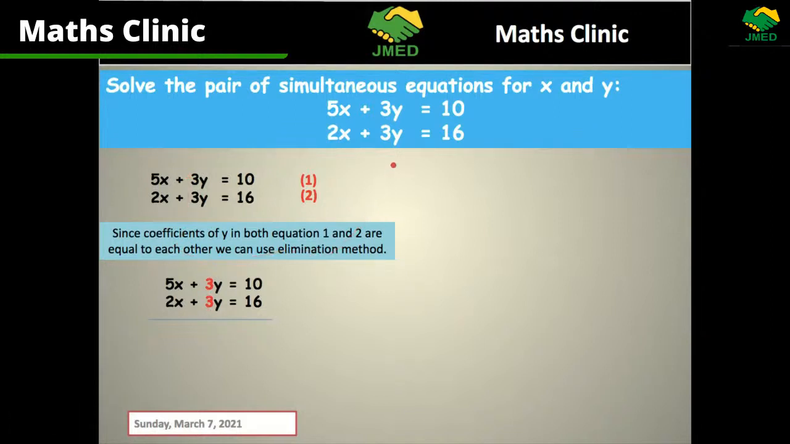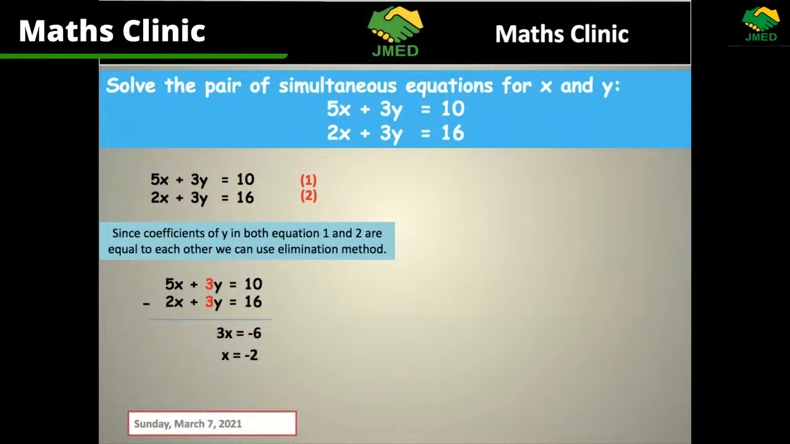What we do next, we're going to do that subtraction again. So 5x take away 2x will leave us with 3x. 3y take away 3y equals 0. And that's why we can subtract. Remember, we're trying to get rid of one of the variables. And then 10 take away 16 is negative 6. So we get 3x equals negative 6. From there, we can divide by 3 to get x equals minus 2. So again, that's a very simple equation, and the solution is x equals minus 2.